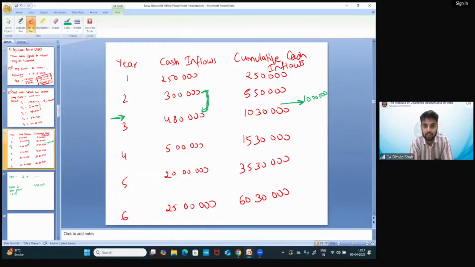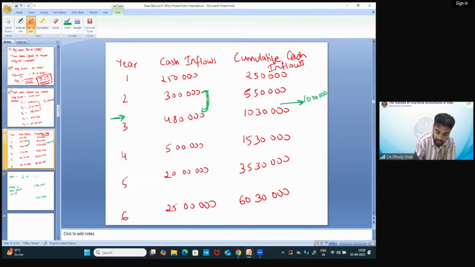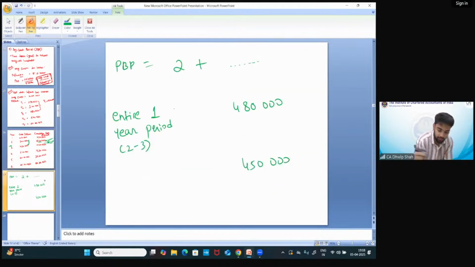Correct? But I just want to recover 4,50,000. I don't want to recover the entire 4,80,000. Are you following? The difference between 10 lakh and 5,50,000. I just want to recover the amount of 4,50,000 between year 2 and year 3. My company has recovered 4,80,000 in that period, that is for sure. But I just want to recover 4,50,000.